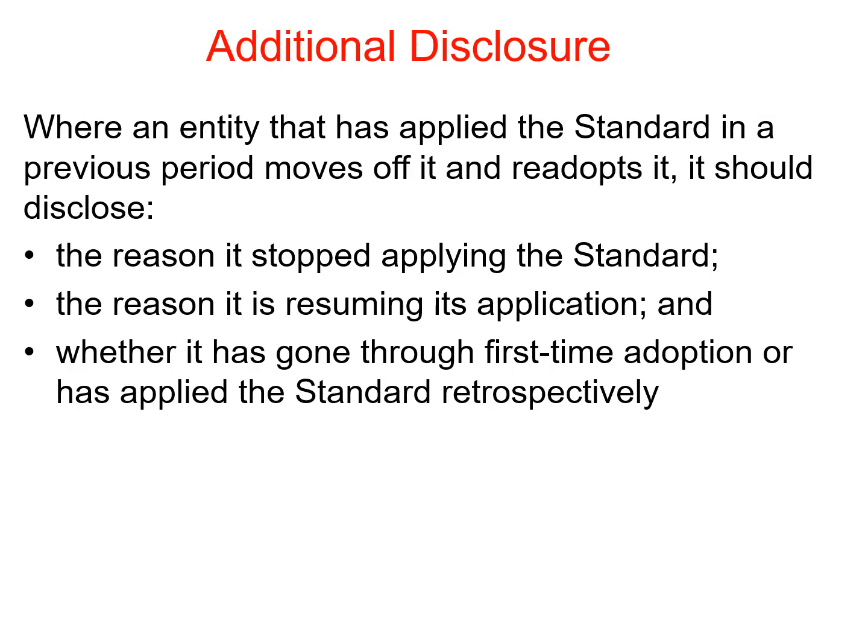There is going to be some additional disclosure that you'll be required to provide in the financial statements where you do apply all these exemptions, such as the reasons why you stopped applying the standard in the first place, moved on to whatever standard you then started applying, and why you're now moving back onto IFRS for SMEs, and whether or not you have then gone through the entire process of being a first-time adopter, and if you've applied the standard retrospectively.